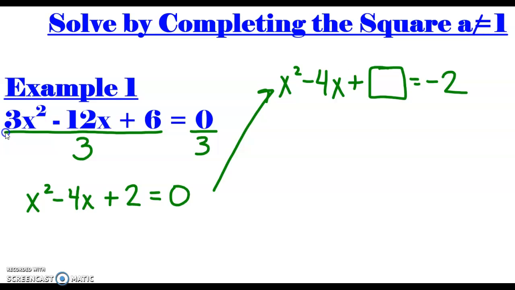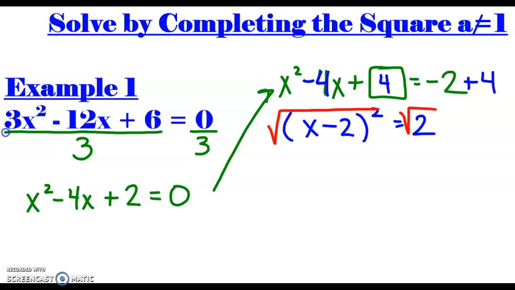So b is negative 4, half it is negative 2, negative 2 squared is 4, so I'm adding 4 to both sides. Then I'd have my x minus 2 quantity squared equals negative 2 plus 4, which is 2. To get rid of the square, I would square root. So I'm at x minus 2 equals plus or minus the square root of 2.